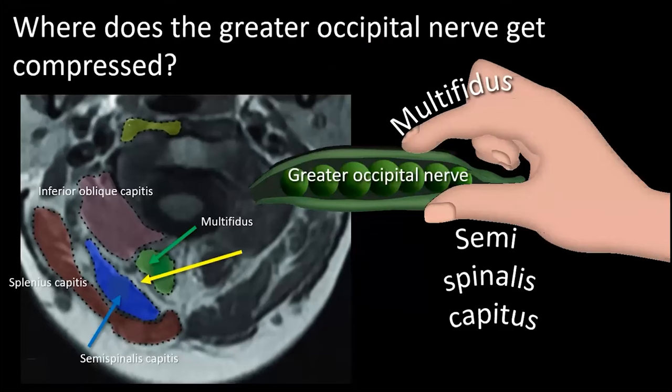So where does the greater occipital nerve get compressed? Where should you be looking for it? The greater occipital nerve sits like a little pea in a pod between the multifidus muscle and the semispinalis capitis. So right in between those two, that sandwich right there, that fat is where your greater occipital nerve is and where it can be compressed.